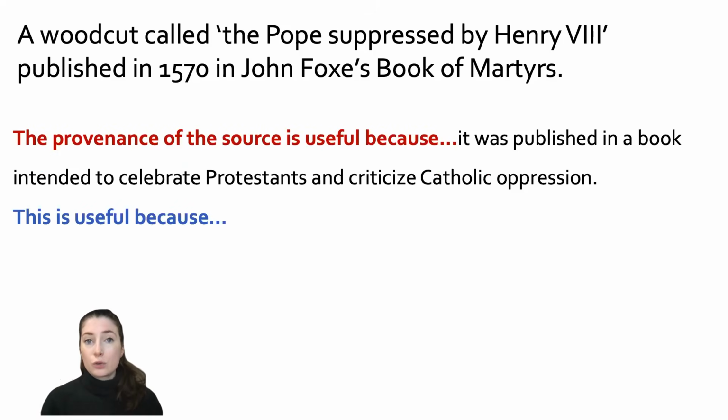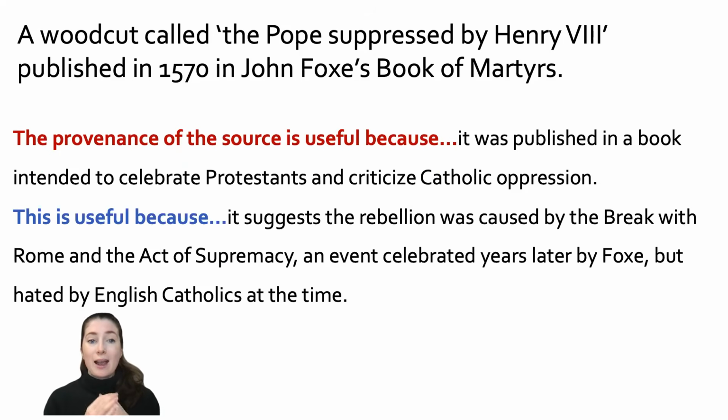Now I'm going to go straight into "this is useful because", and I need to come up with a reason why it's useful. Now, it might be your instinct to always go, well, that means it's biased, it's wrong, okay? Rather than immediately going to it's biased, it's wrong, try and think, how does that help me learn about this? And remember, we're focusing on causes.